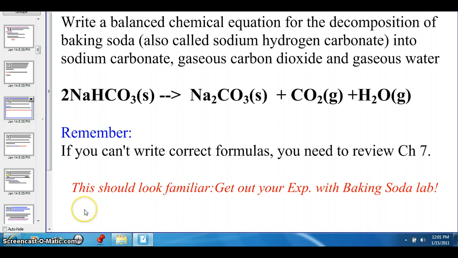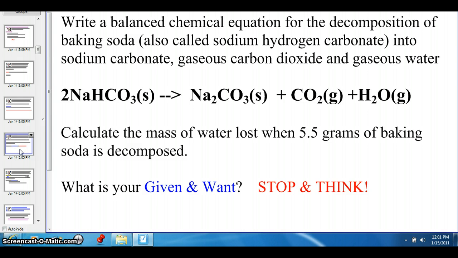Okay? You might find your baking soda lab. Pause while you look for that piece of paper before moving forward. You might look back and see what else is in there. So here's the problem. The problem is to calculate the mass of water lost when 5 grams of baking soda are decomposed. Identify your given and what you want. Try to visualize the number of steps involved. Find the mass of the water lost.